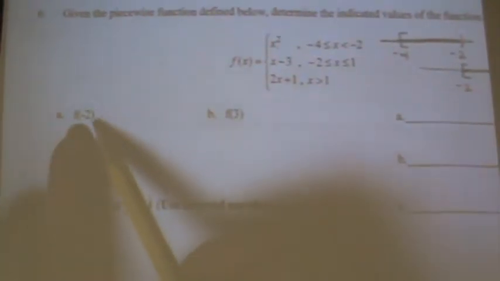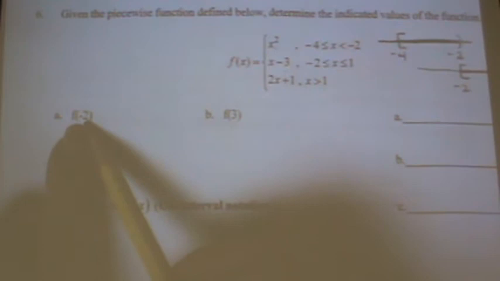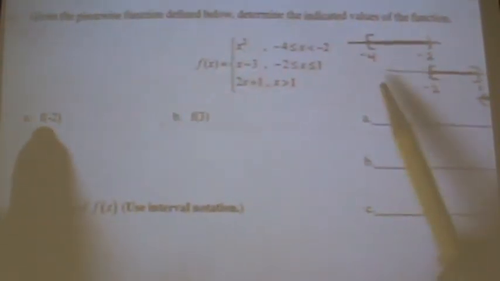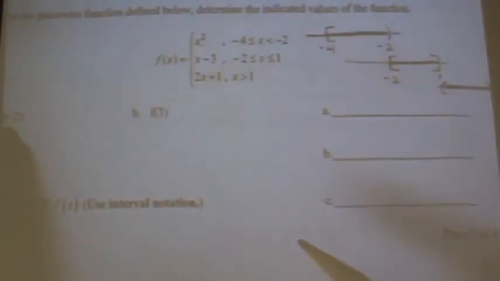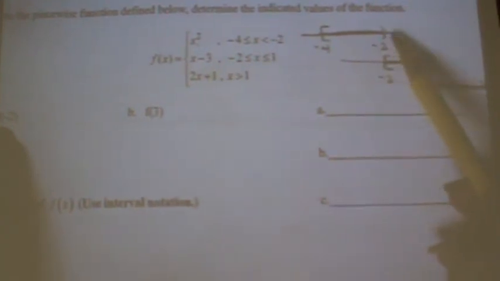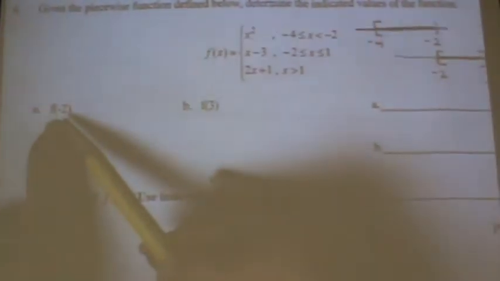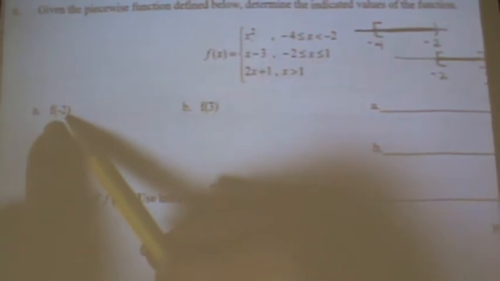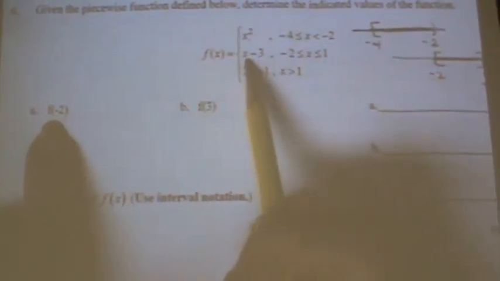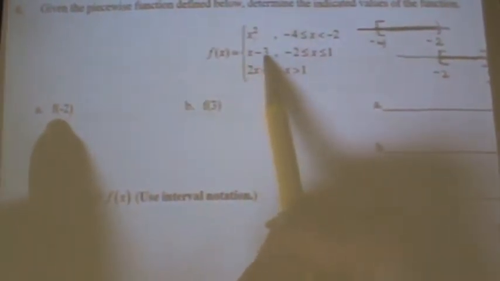Okay, so here we have to answer these questions. The x value is -2. Which one do we use? Why the second one? Why not the first one? Because that's an equal to sign, not that one. So what do you do? You plug -2 in where? Right here. What's -2 minus 3?